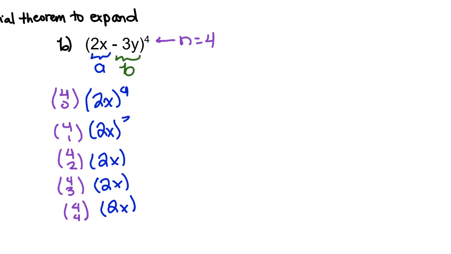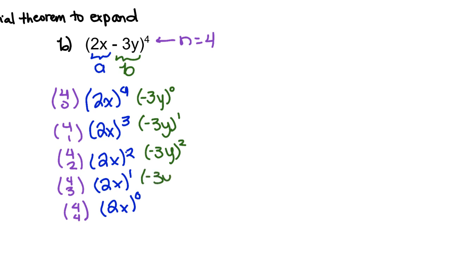So 4, 3, 2, 1, 0. Now, technically, because of the symmetry, if you wanted to start at 0 and then go to 4, that would work as well. And then we're going to take that b value: negative 3y to the 0, negative 3y to the first, negative 3y squared, negative 3y cubed, negative 3y to the 4th.